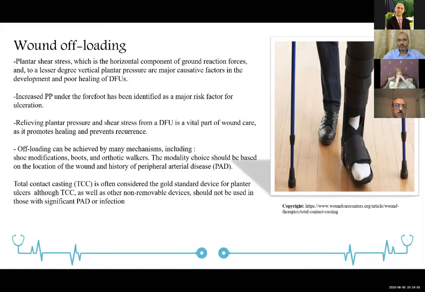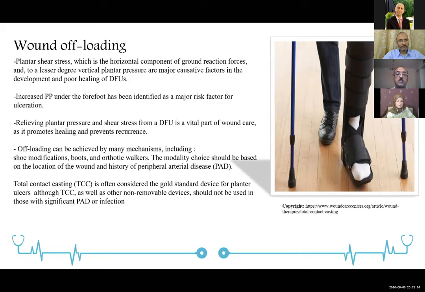The plantar shear stress, which is the horizontal component of the ground reaction forces, and to a lesser degree vertical plantar pressure, are major causative factors in the development of diabetic foot ulcers and their poor healing. Increased plantar pressure under the forefoot has been identified as a major risk factor for ulceration. Relieving plantar pressure and shear stress from the diabetic foot ulcer is a vital part of wound care, and it promotes healing and prevents recurrence.